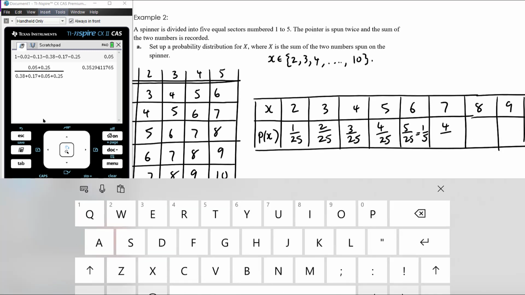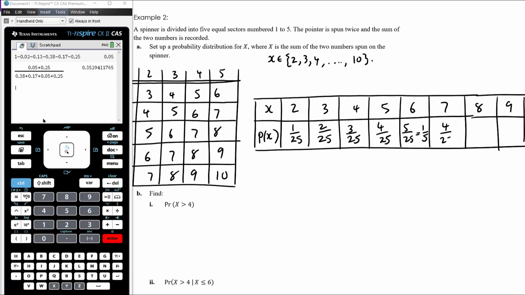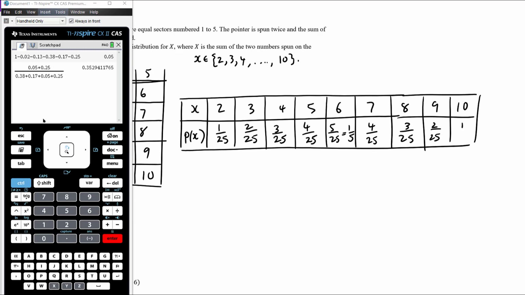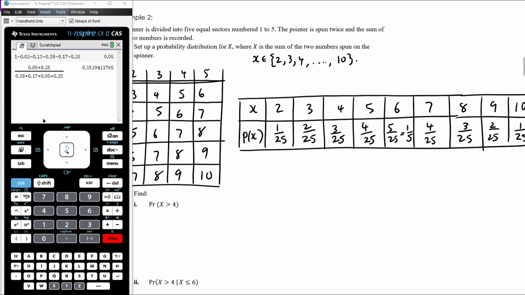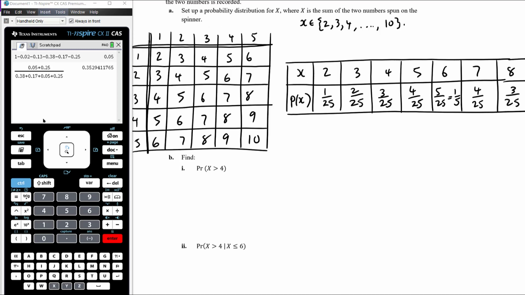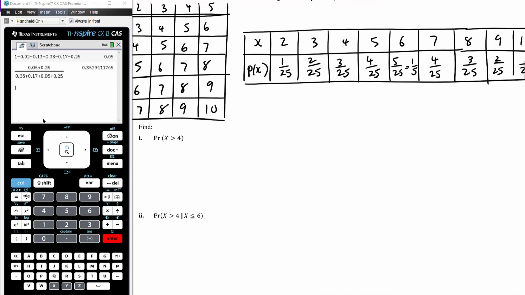And then we've clearly got some symmetry here. So we've got 4 out of 25, 3 out of 25, 2 out of 25, and just 1 out of 25 ways to get a sum of 10 by spinning 2 5s. Okay, so once we've got our probability distribution, we want the probability that x is bigger than 4. So bigger than 4 is all of these values here.